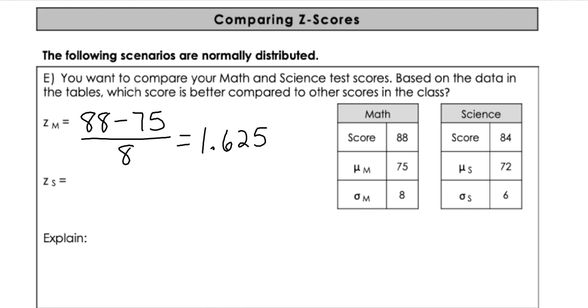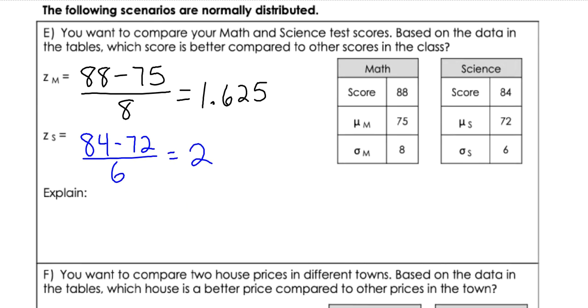In science, you scored an 84, which is obviously lower than the math score, but the average was a 72, which is also lower. The standard deviation was also lower, at 6 instead of 8. So we want to compare that. Z-score wise, when we subtract 72 from 84 and divide by 6, we get a z-score of 2.